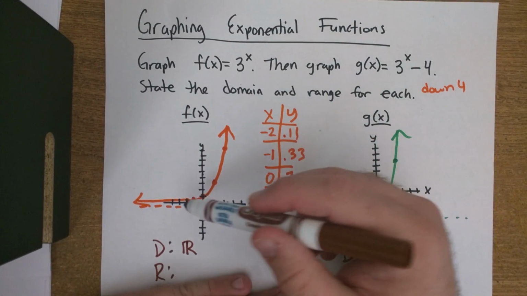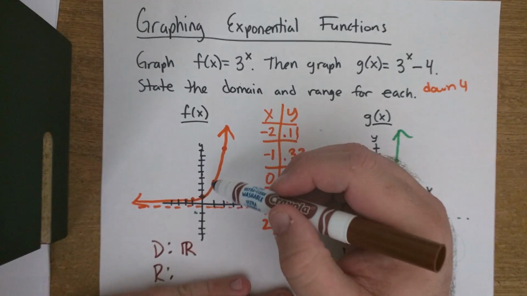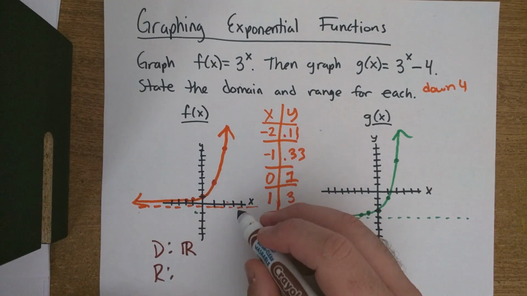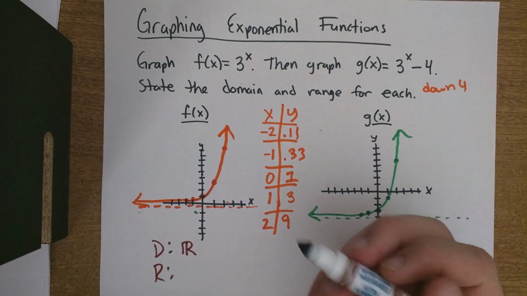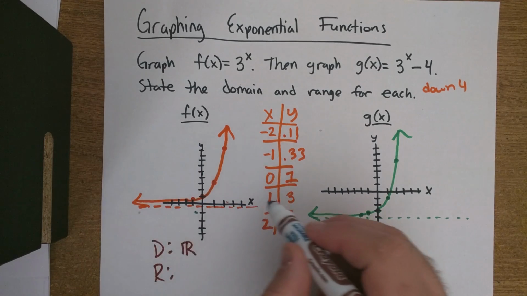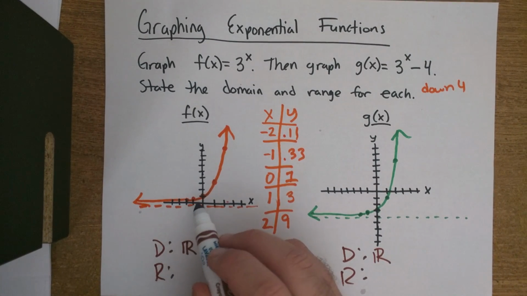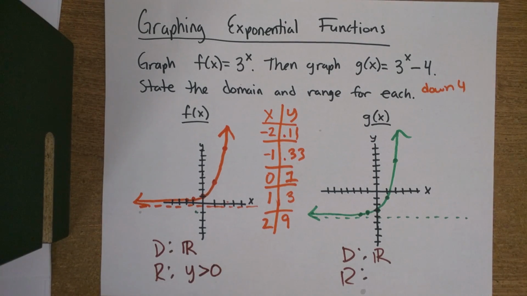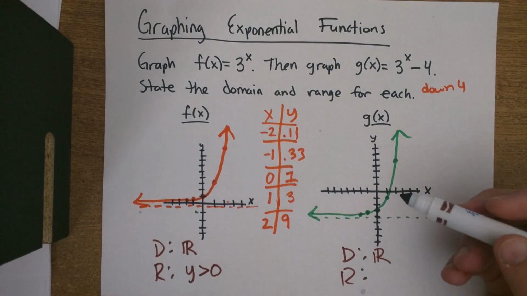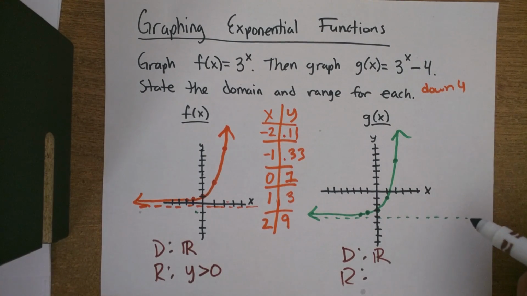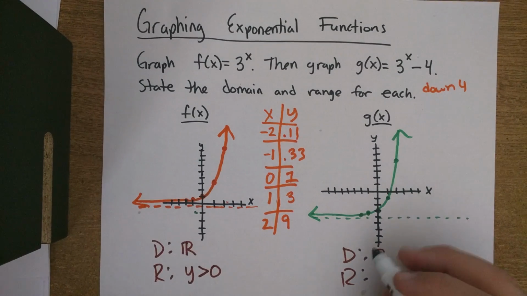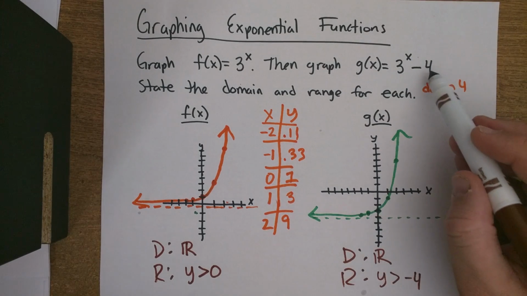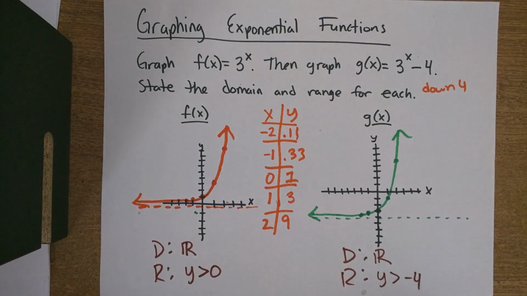So this graph right here, it doesn't really have a bottom point, but it gets closer and closer to the asymptote. So we're going to say our range starts at 0, because that's where our asymptote is on the y-axis. Now, remember, there's no actual point at 0, so we're going to say our range is y is strictly greater than 0. Now, is that the case over here? Well, look at where our asymptote is. It's at -4. So we're going to say our range is y is greater than -4, because that's where our asymptote is, because of the shift down that we had on this function.